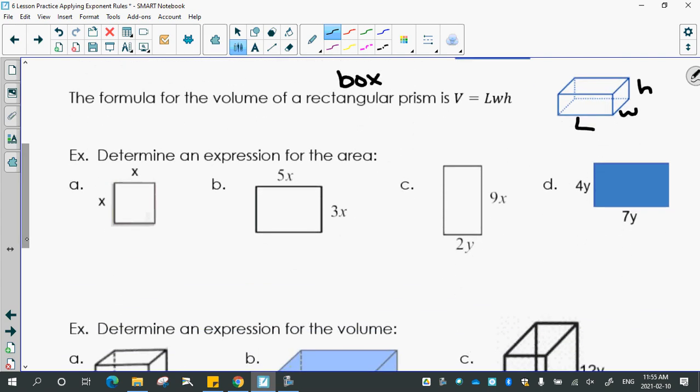So determine an expression for the area of each. I'm just going to let you guys try those ones. You should be able to get them. First example, determine the expression for the area of each. It's okay to go right to the answer, but since they asked for the area, write A equals for each one.